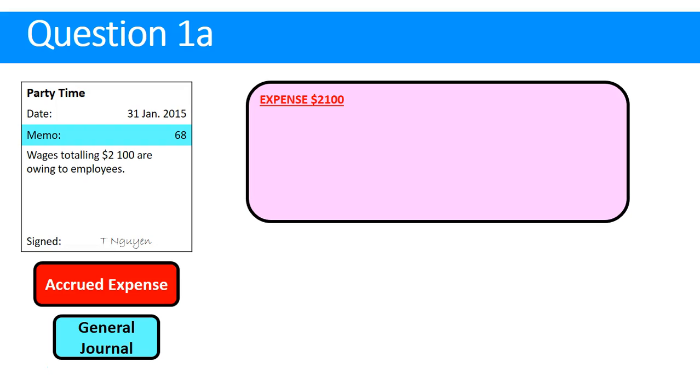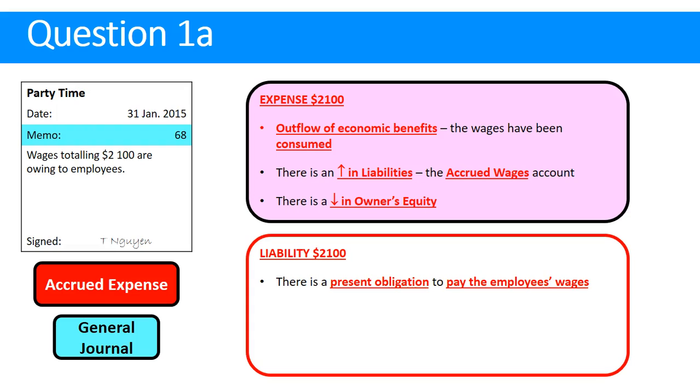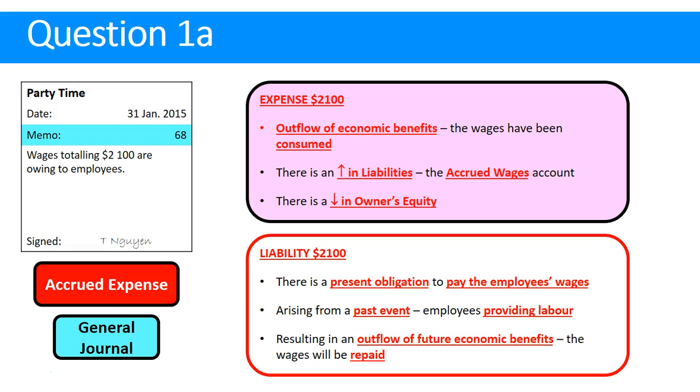So what's important to realize is that this is 2 things. Firstly, the $2,100 is an expense. There's wages that are being consumed. It's going to increase a liability called accrued wages and therefore decrease owner's equity. And we also have a liability. There's an obligation to pay the employee's wages. There's a past event when the employees provided their labour. And there'll be a future outflow of economic benefits when we pay the wages.